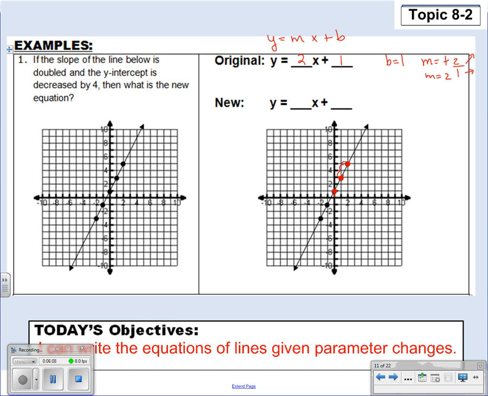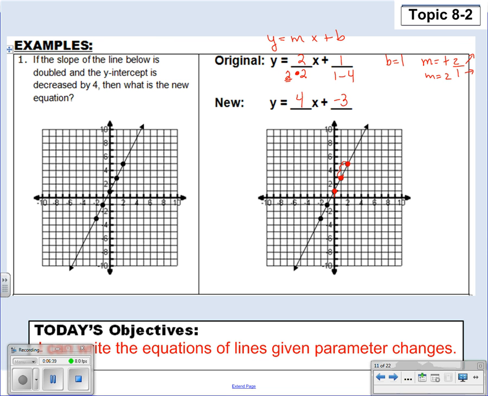Now that we know our original line, we can now change the parameters. So now if the slope of the line below is doubled, that means we're going to multiply it by 2. And the y-intercept is decreased by 4. What is the new equation? So the slope is doubled. Here's my original slope. 2 times 2 gives me 4. And the y-intercept, which was originally 1, is now decreased by 4, so that's subtracting. That gives us a negative 3 as our y-intercept.